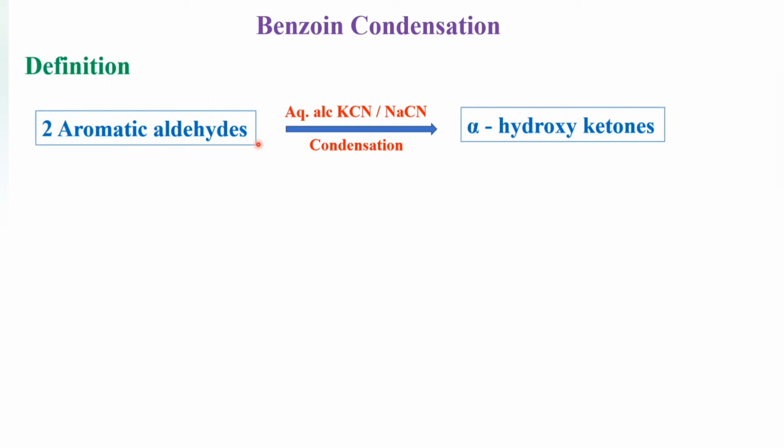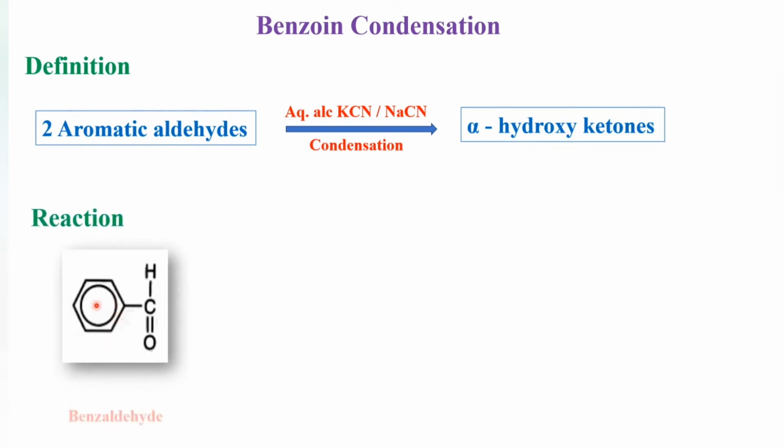Two aromatic aldehydes undergo condensation in the presence of aqueous alcoholic potassium cyanide or sodium cyanide, and we are getting alpha hydroxy ketones. So here, one molecule of aldehyde reacts with the carbonyl group of another molecule of aldehyde, and we are getting alpha hydroxy ketones. Now we'll see the reaction for this.